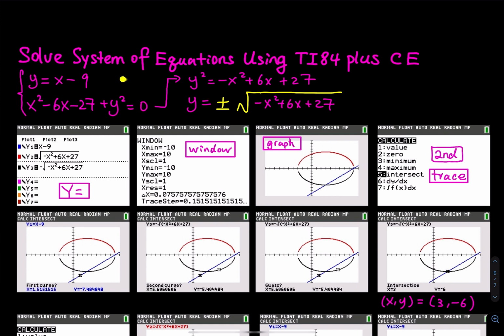If you use a decimal, everything is super easy, because all you have to do is type y equals x minus 9, and then on the second line you can just type the whole thing, x squared minus 6x minus 27 plus y squared equals 0. They will show you two graphs, and then all you have to do is use the cursor to tap at the intersection, and there you go, that is the answer.